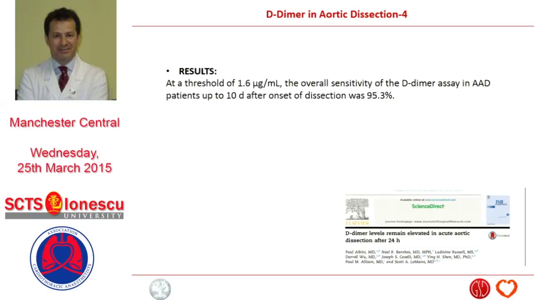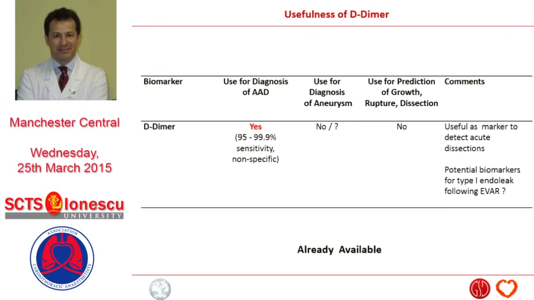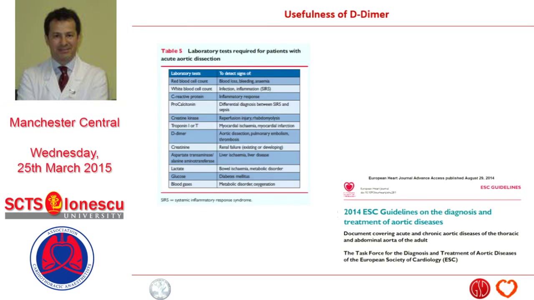D-dimer was also studied in another recent paper, and the group from Dr. Lemaire in Houston showed a high level of sensitivity of D-dimer in these patients, also for those who had a diagnosis over the 10-day period after the onset of symptoms. So actually, we can say something useful: D-dimer can be used for making the diagnosis of acute aortic dissection. And this has also been reported by the last ACC guidelines, in this slide, as I can show here.